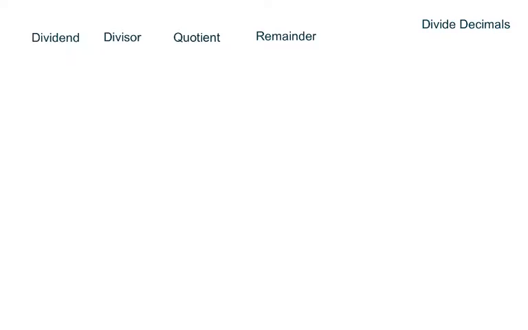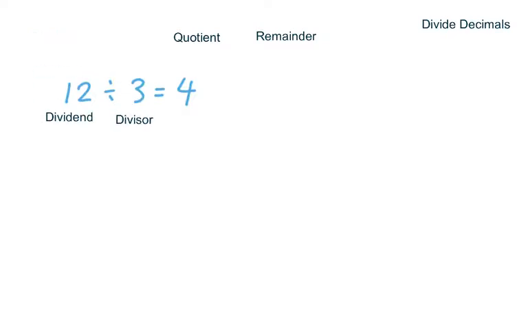So the first thing I want to review are the four math terms: dividend, divisor, quotient, and remainder. For example, if we have 12 divided by 3 equals 4, then the dividend is 12, the divisor is 3, and the quotient is 4. And in this case, we don't have a remainder, and I'll show you with long division on the side.